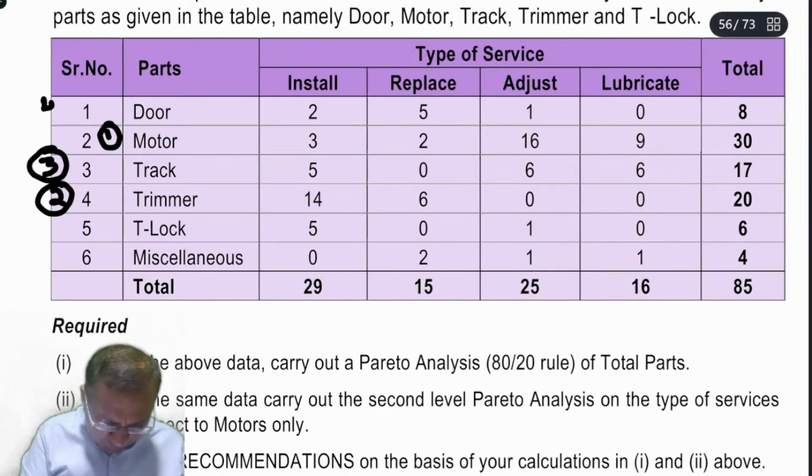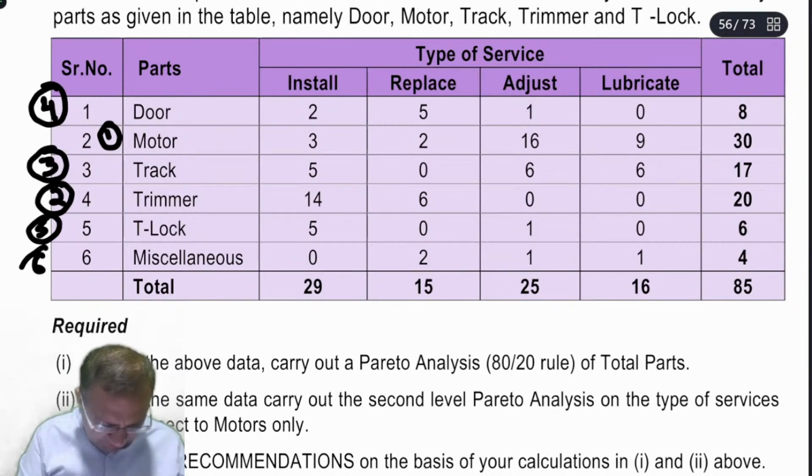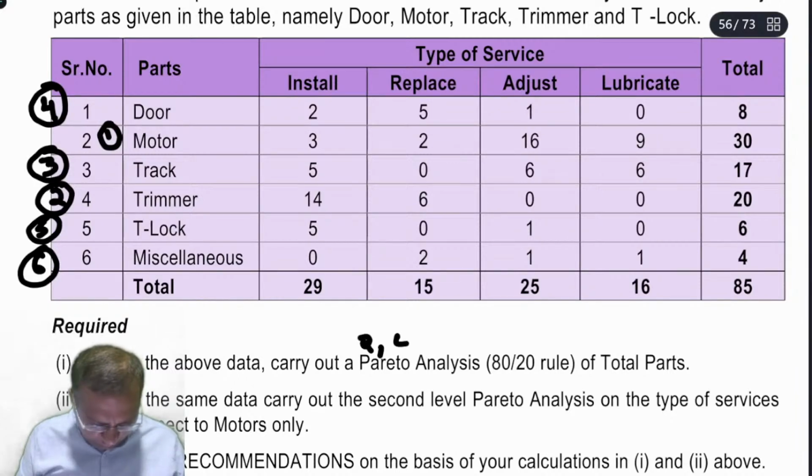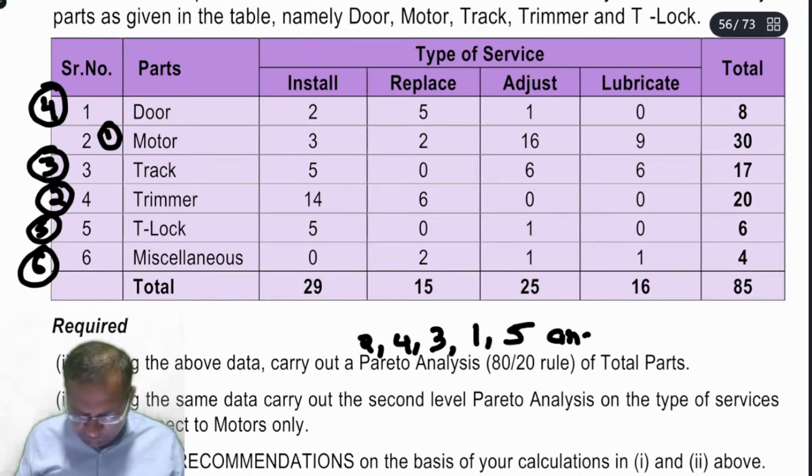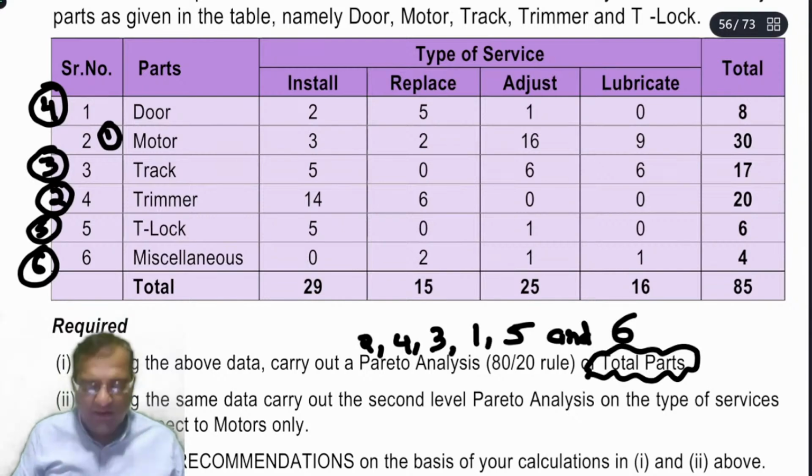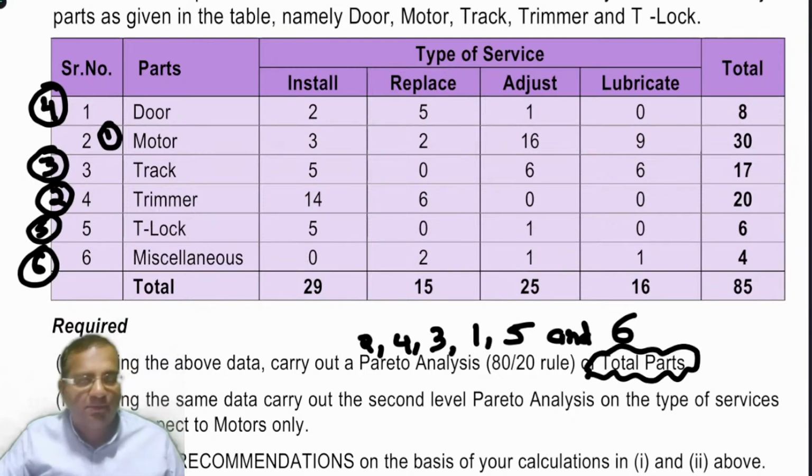Then door will be the fourth number, then it will be the fifth number, and it will be the sixth number. So the serial number will be 2 4 3 1 5 and 6. These are the descending order, क्योंकि यहां पे हमें टोटल पार्ट्स का पैरेटो एनालिसिस चार्ट बनाना है.